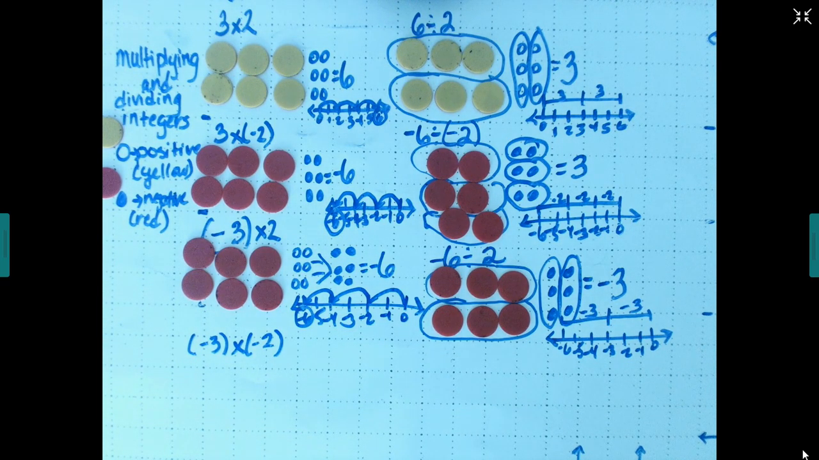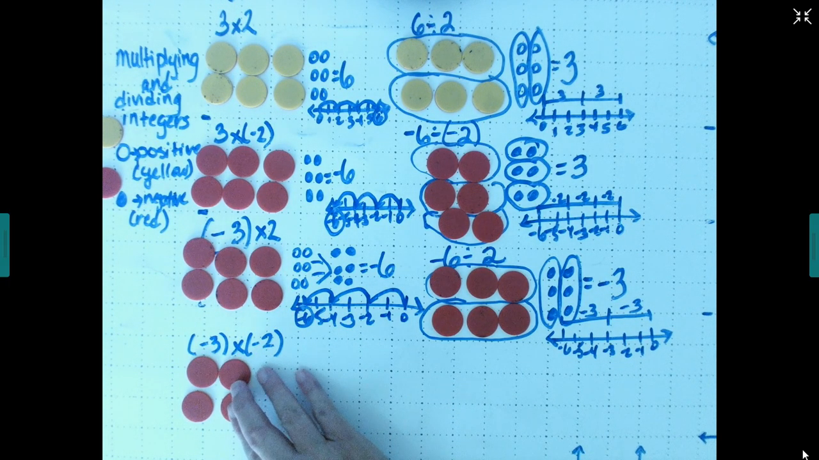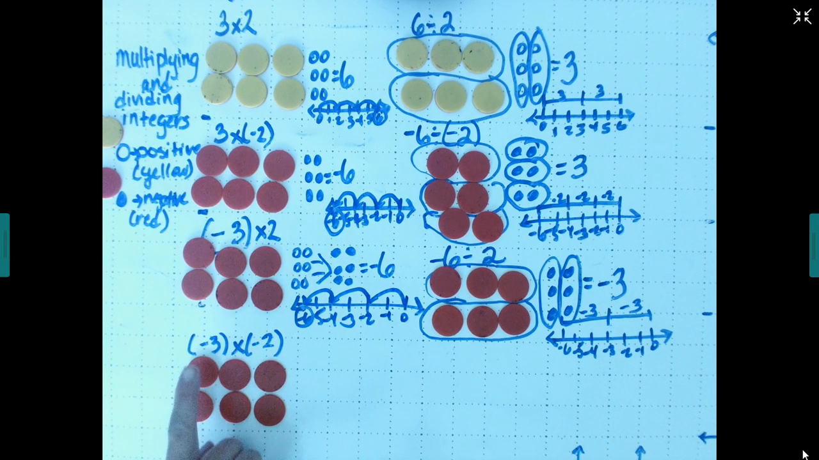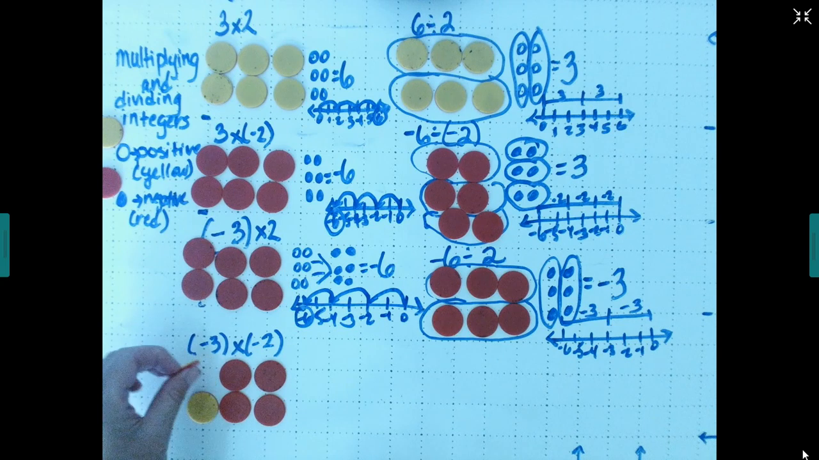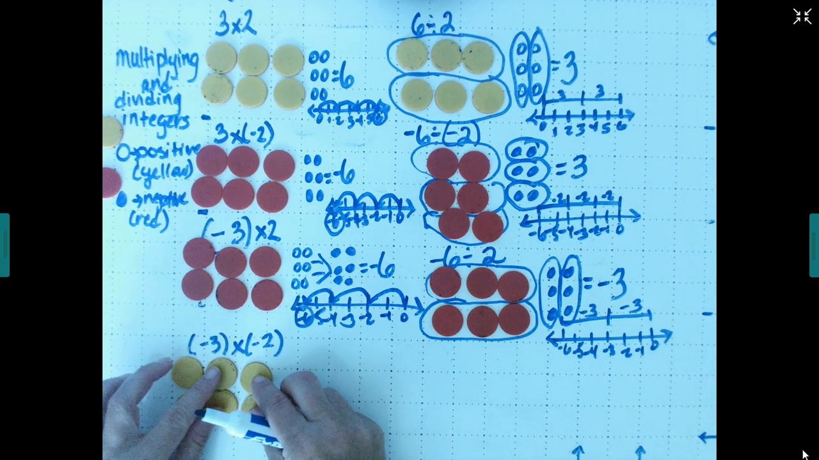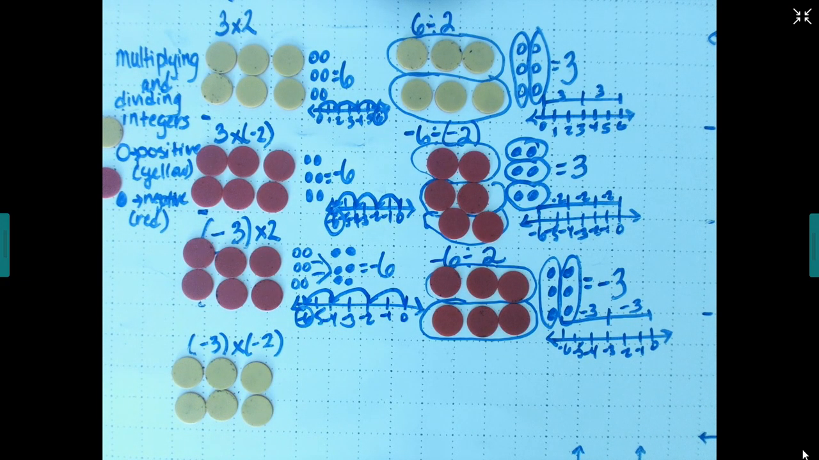And so we're thinking of that as the opposite of 3 groups of -2. Opposite of 3 groups of -2. Well, let's find our 3 groups of -2. There's 1 group, 2 groups. Here's our 3 groups of -2. But we want the opposite of 3 groups of -2. So I need the opposite of your negative, which is a positive. And we end up with +6.